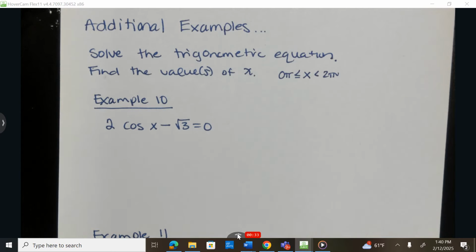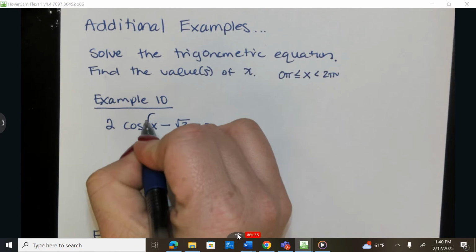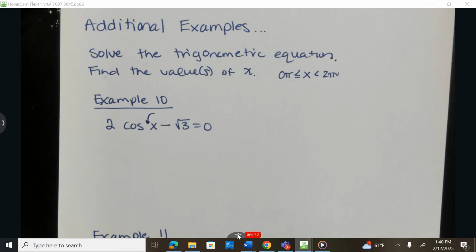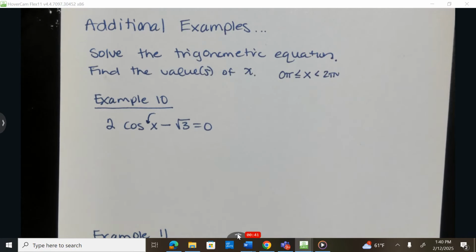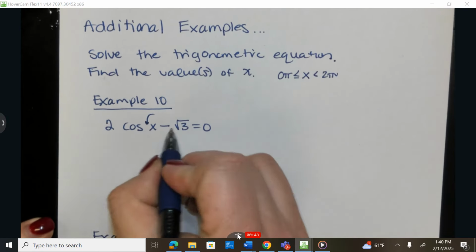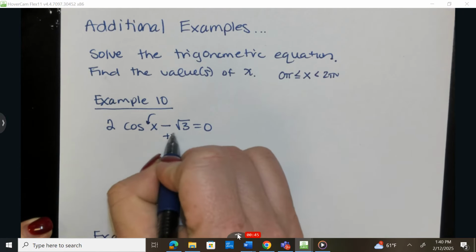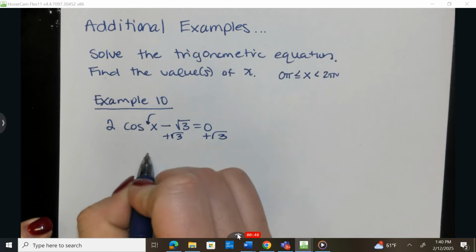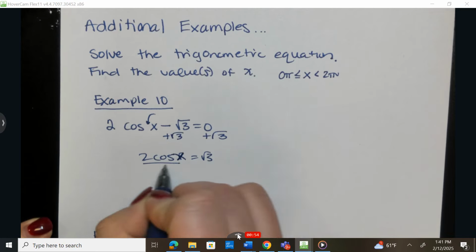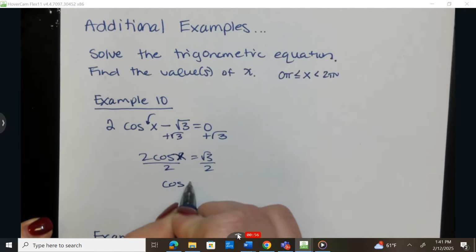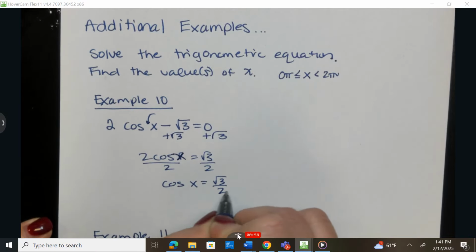Let's get started. So the nice thing about this is notice I only have a 1 in front of the x. So I'm only doing one revolution. And so as I'm solving here for x, my first step is going to be to add the square root of 3 to the opposite side. And now I'm dividing by 2. I have the cosine of x equals the square root of 3 over 2.